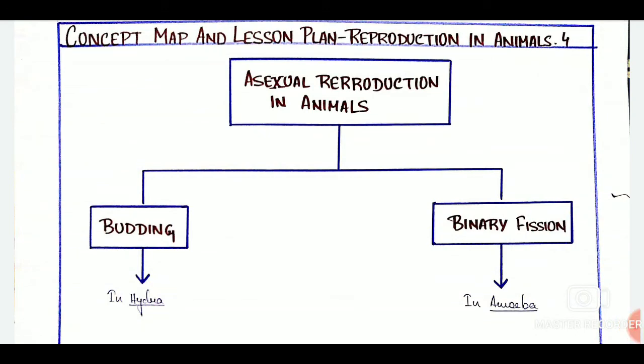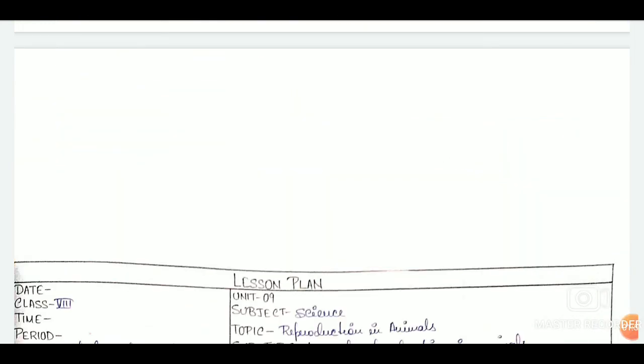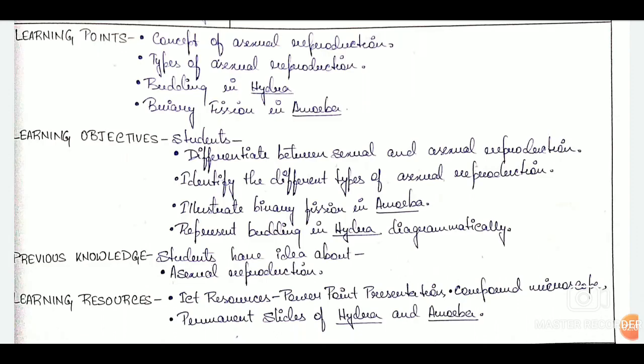So as usual, here's the concept map, and then the details of the class or the lesson plan. Then learning points, which are again simple phrases which describe the important concepts that are dealt in that particular period. Then learning objectives.